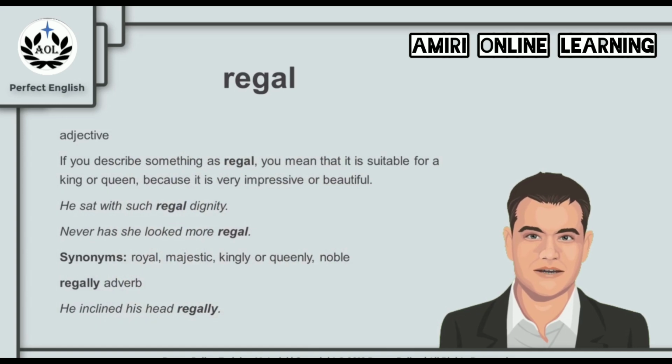If you describe something as regal, you mean that it is suitable for a king or queen because it's very impressive or beautiful. For example, he sat with such regal dignity, something that is like kings or queens. Or another example, never has she looked more regal. And synonyms for regal are the words royal, majestic, kingly or queenly, or noble.